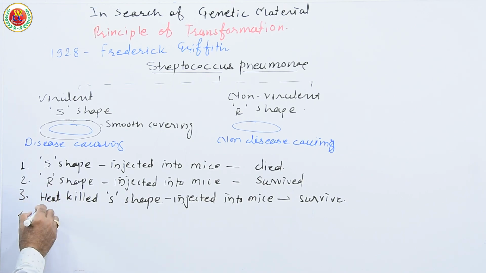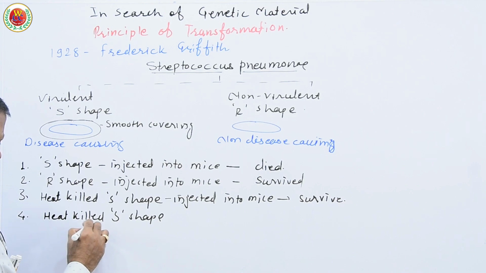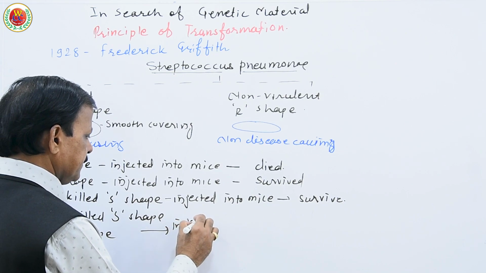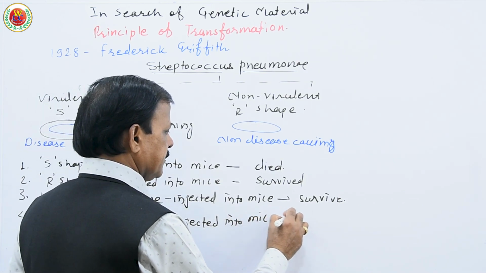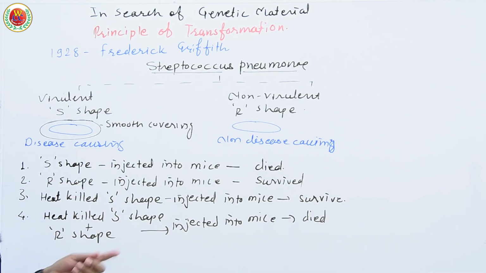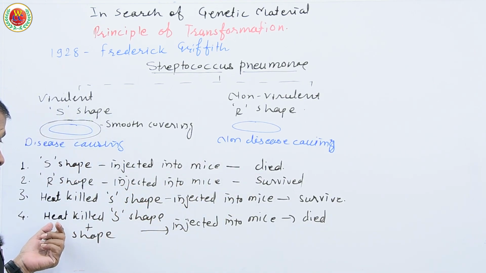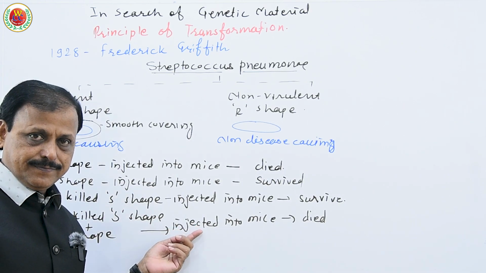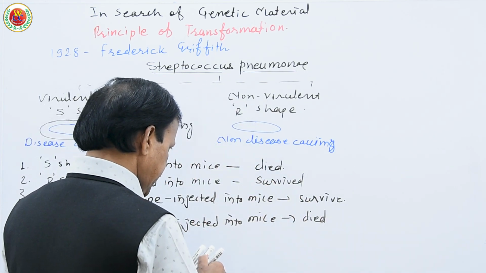But as the next step of his experiment, he injected heat-killed S-shape plus R-shape bacteria into the mice. The mice died. He was surprised that heat-killed S-shape does not develop the disease and injected R-shape does not develop the disease. But why, when heat-killed S-shape along with R-shape was injected into the mice, did they die?